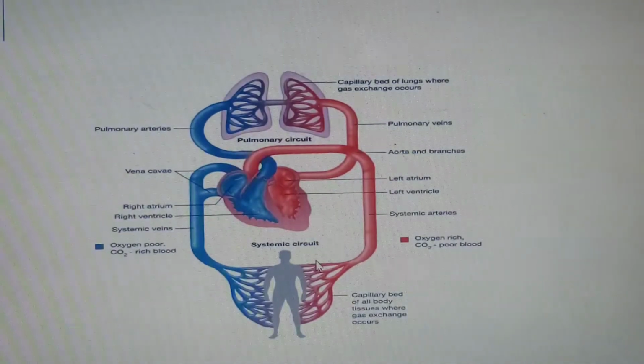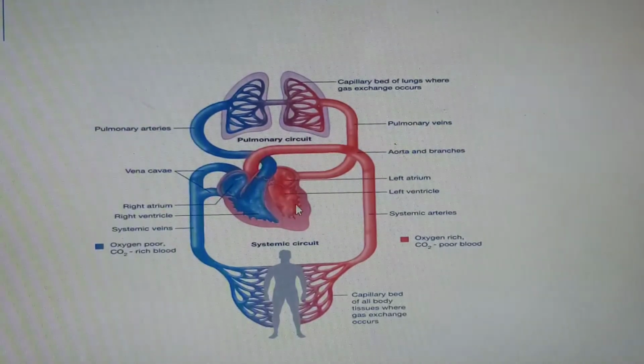So this is what I'm trying to say: if it is pulmonary circulation, it moves from the right ventricle into the pulmonary trunk, and then bifurcates into the pulmonary arteries into the lungs for oxygenation. After oxygenation, through the pulmonary veins, it gets into the left atrium, and that ends what we call pulmonary circulation or the pulmonary circuit.